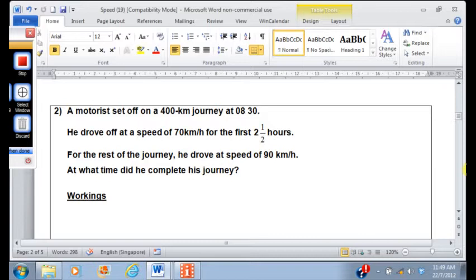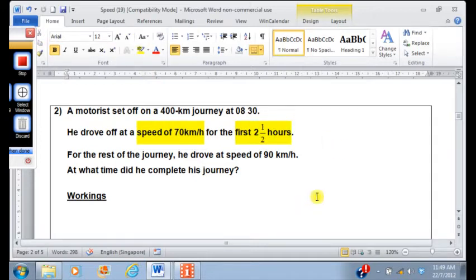A motorist set off on a 400-kilometer journey at 8:30. Now this one is actually the 24-hour clock format. This means it's 8:30 a.m. He drove at a speed of 70 kilometers per hour. Let's highlight this. For the first 2.5 hours.